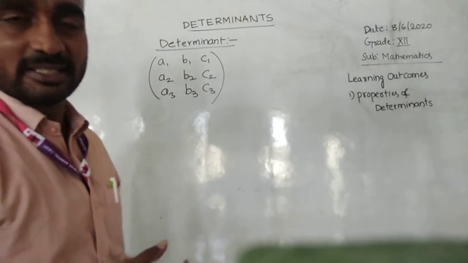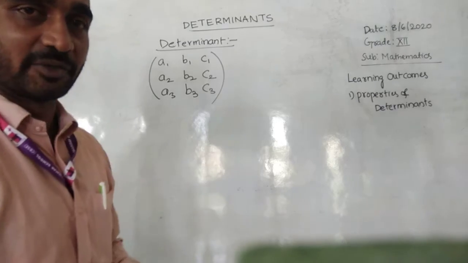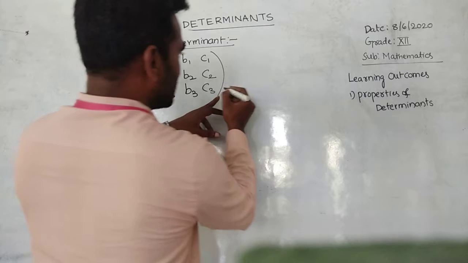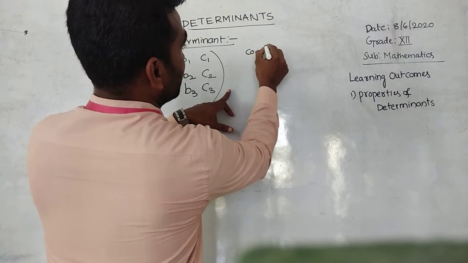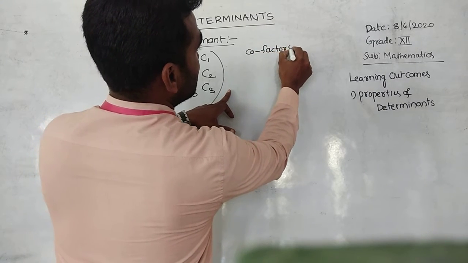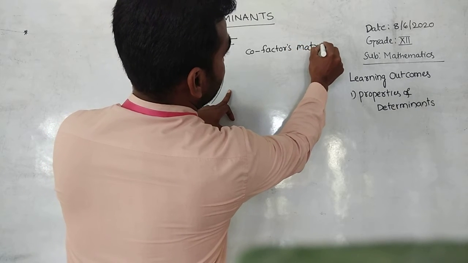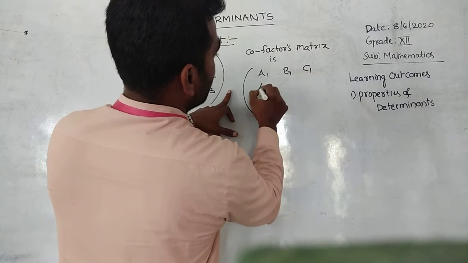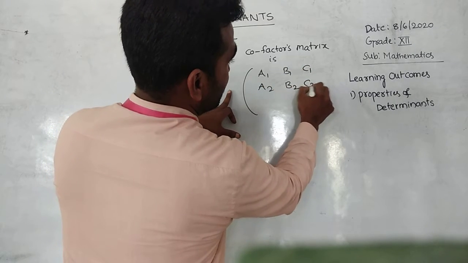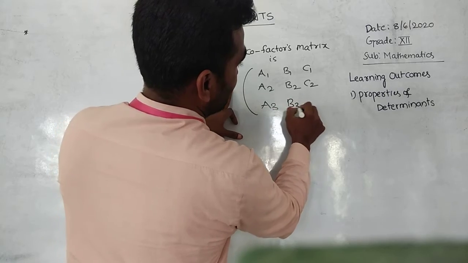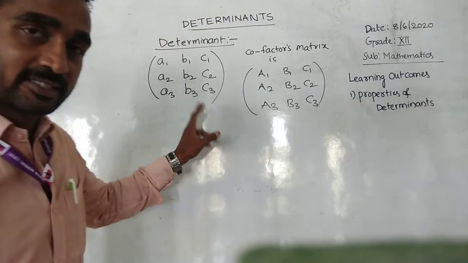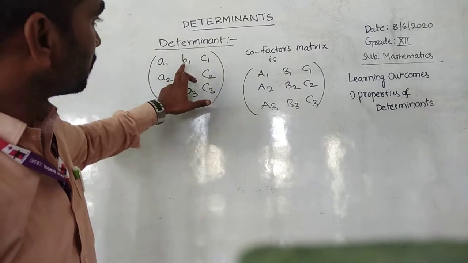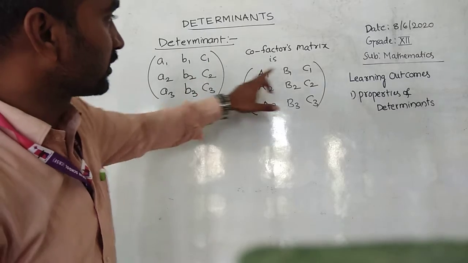Let A be a 3 by 3 square matrix. The elements are given. Now their cofactors matrix. Assume that the cofactor matrix B is A1, B1, C1, A2, B2, C2, A3, B3, C3. See here, this matrix is given, and this is their cofactor matrix. The cofactor of A1 is A1, the cofactor of B1 is B1, and the cofactor of C1 is C1.